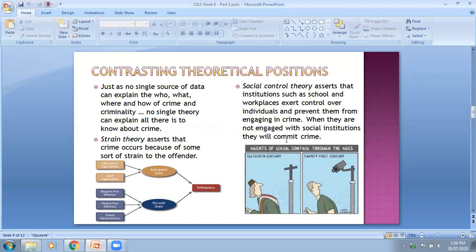And social control, if you look at social control through the ages, back in the 16th century, it was very much the church that had this social control over the people and made them not commit crime by telling them of all the horrible things that would happen to them if they did. Now, for us in the 21st century, it is cameras. Cameras that are watching us all the time. They work as a social control to stop us from committing crime.